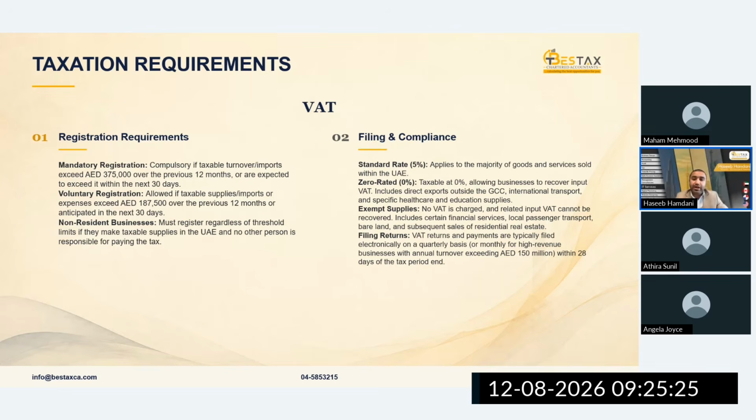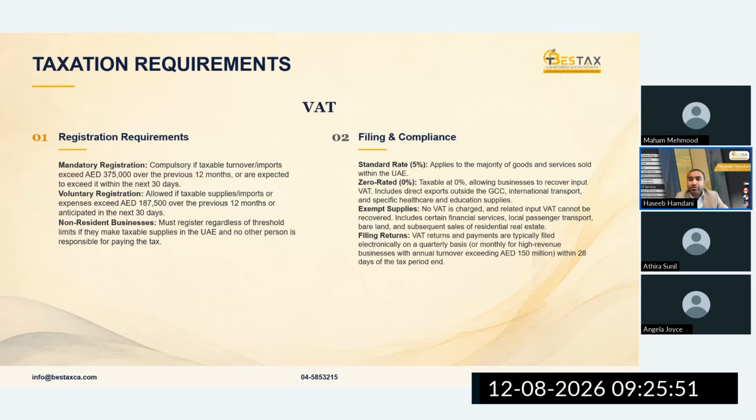So for VAT also we have two thresholds. One is mandatory threshold, and then there's a voluntary threshold. Mandatory, if your taxable revenue or taxable expenses crosses 375,000 dirhams, again 100,000 US dollars, it is mandatory. Below it is voluntary registration.